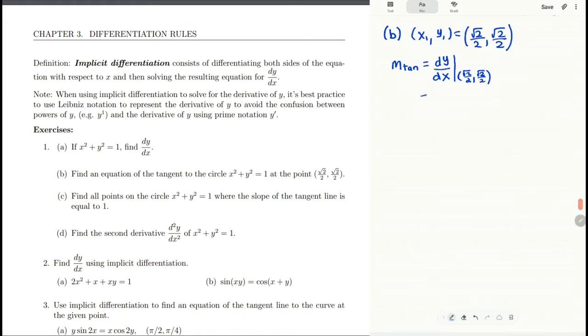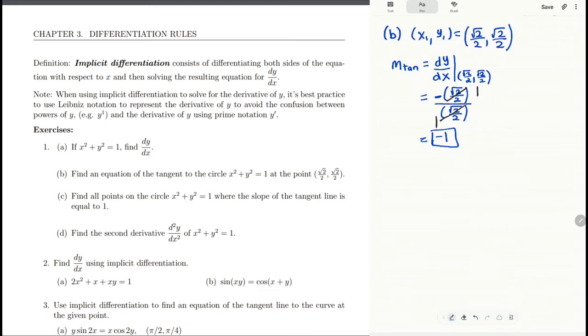So the derivative from part A was negative x divided by y. And so we substitute the x and the y coordinate into the derivative. So the x coordinate is root 2 over 2. So we have negative root 2 over 2 divided by y, which is also root 2 over 2. We can simplify. So these are both the same values. And so the slope of the tangent line is equal to negative 1.